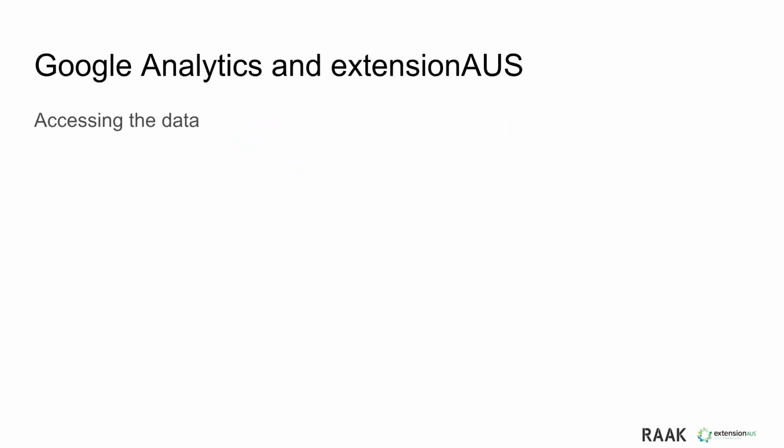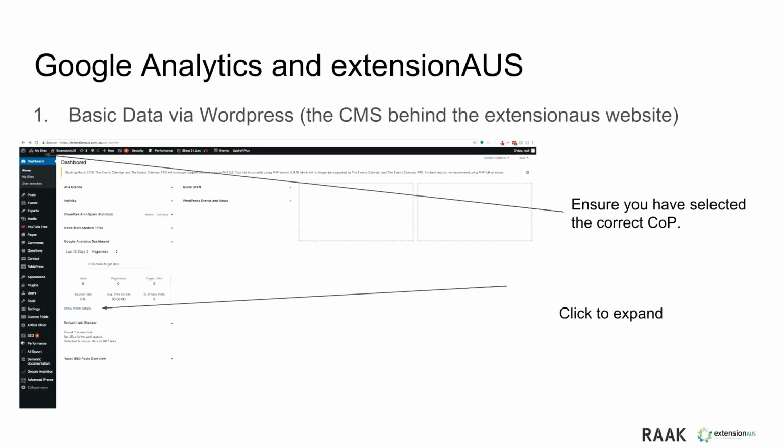Now, accessing the data, how do we get to it? There are two ways, and I'm not sure exactly what everyone has been provided access to. There's a very basic way via the back end of the CMS that handles the website, which is WordPress. I'm not sure whether that's relevant or not, but I put it in. If you have access to the back end of the website, you can see the Google Analytics dashboard. You can click on show more details to expand it, and it'll provide you some basic data. It's very basic.